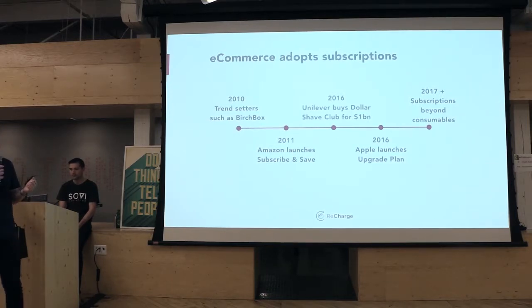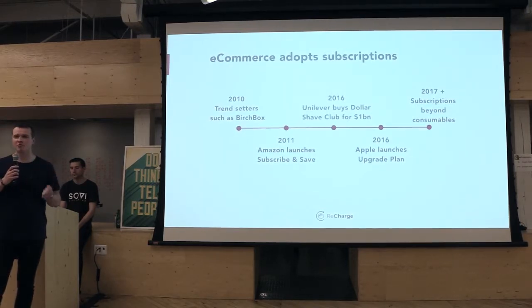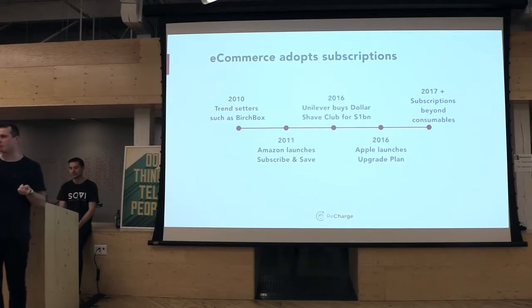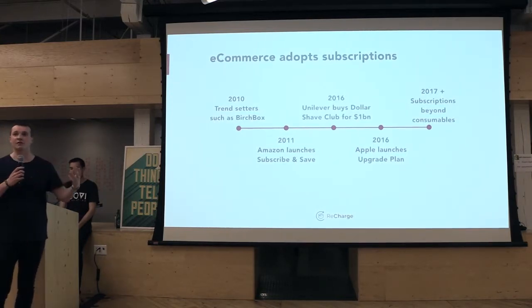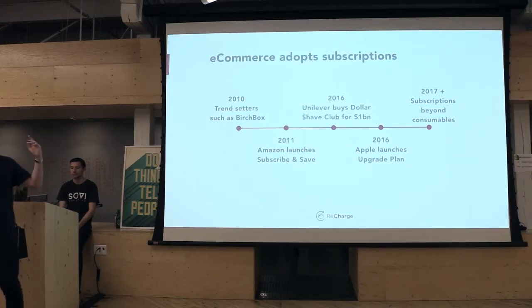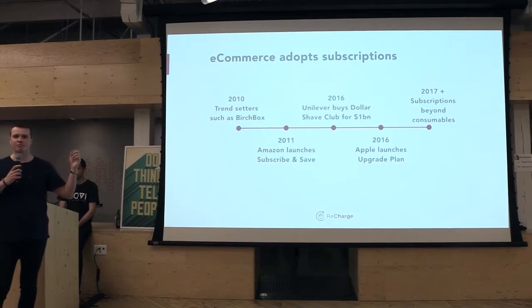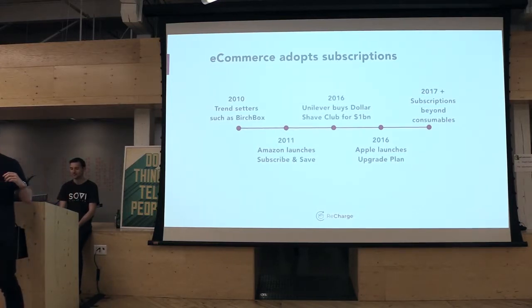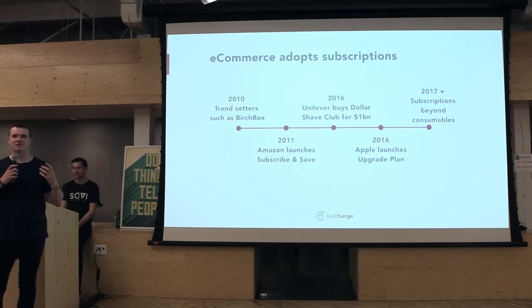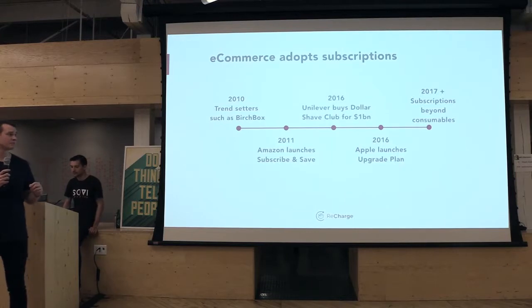But again, as I said, it's not a new concept, but it's only recently appeared in subscription into the e-commerce economy. So in 2010, we had trends like Birchbox appear. 2011, Amazon comes along and launches Subscribe and Save on around 12% of their product base. Typically consumables, so toothpaste, supplements, coffee, things like that. And in 2016, we fast forward a little bit. Unilever buys Dollar Shave Club for $1 billion. This is a company selling razor blades on a monthly basis. At that point, we really start to see the economy shake itself up, wake, and realize what's going on.